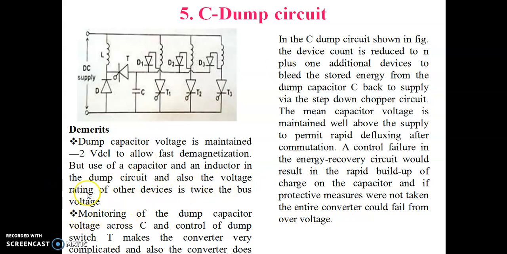So there is a possibility of occurrence of over voltage, which may sometimes lead to the failure of the devices also. And the second point is monitoring of the dump capacitor voltage across C and control of the dump switch T makes the converter very complicated, and also the converter does not allow freewheeling.